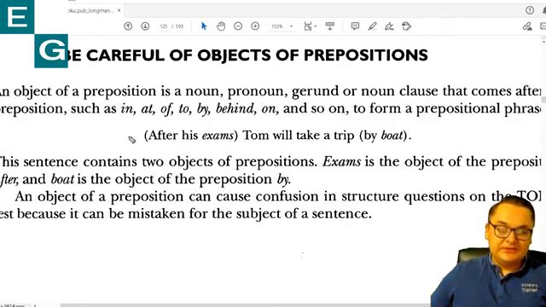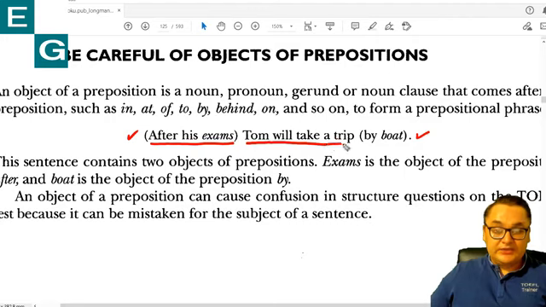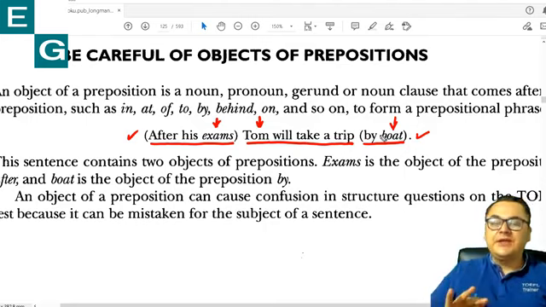Let us pay attention to this sentence. It says, after his exams, Tom will take a trip by boat. So I have exams, Tom, or boat.